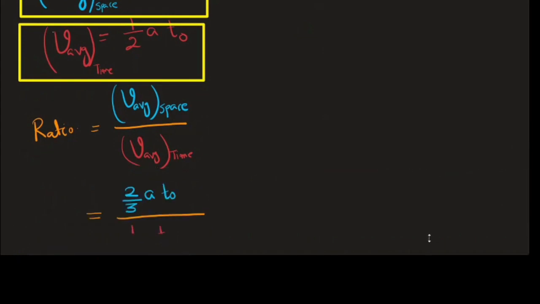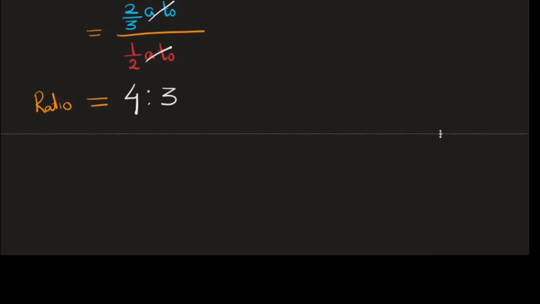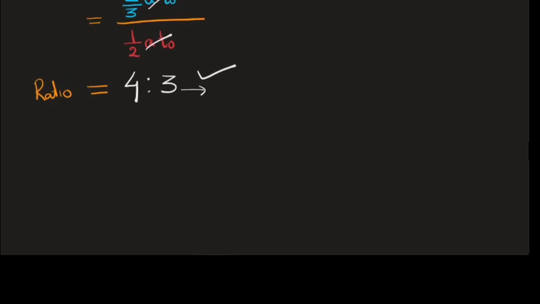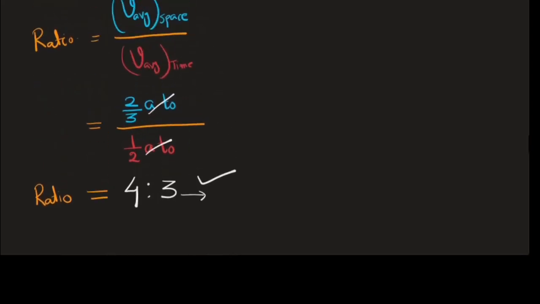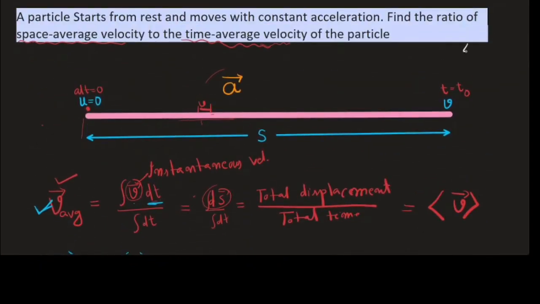If we substitute the values, then we can calculate the ratio easily: a t0 gets cancelled, the 2 gets cancelled, and whatever time duration we observed this motion, the ratio of averages is equal to 4 by 3. This is our answer. The assumption we have taken is constant acceleration: the particle is moving with constant acceleration. We calculated the ratio of the space average to the time average and it comes out to be 4 by 3. So we solved the problem.